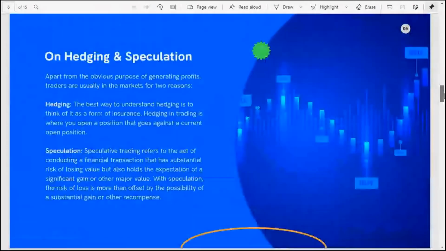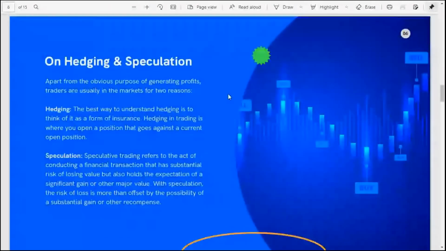Now, let's talk about hedging and speculation. Apart from the purpose of making profits in the financial market, people trade for these two major reasons. Now, hedging. The best way to understand hedging is to think of it as a form of insurance.